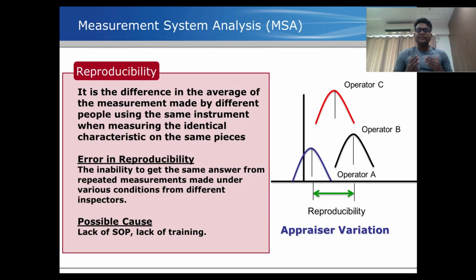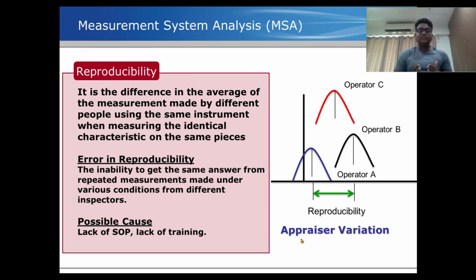Reproducibility. Guys, here you will see that it is the difference in the average of measurements made by different people using the same instrument when measuring the identical characteristic on the same parts. So it is the observed value by different operators at the same condition, by the same gauge, same instrument, but by different operators. So this is called reproducibility. This is the variation of observation due to the operator.